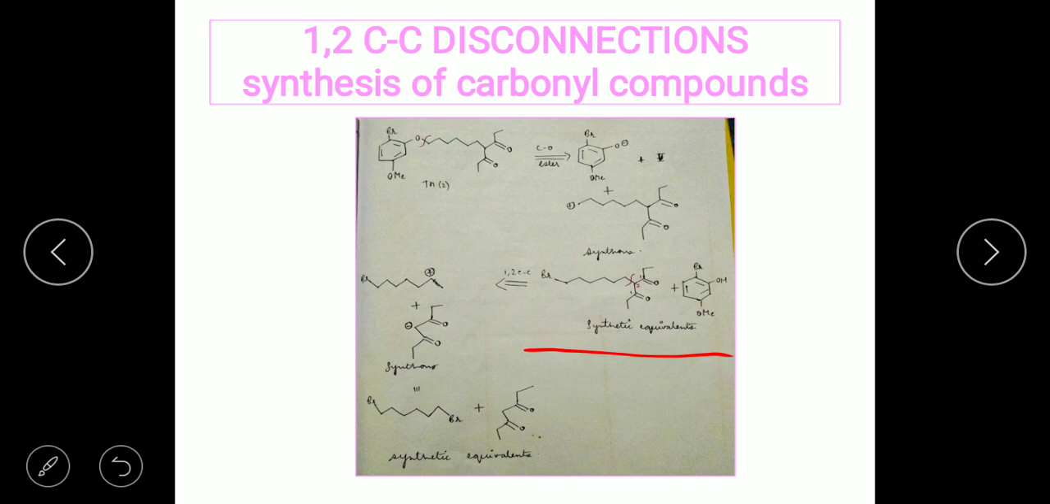So these two are going to be the synthetic equivalents. Now if you carefully look at this structure, you can start numbering, because since there's a carbon group, if you start numbering as 1, 2 on either side, you're going to get the 1,2 disconnection, and you're going to disconnect as I've shown here in the red arrow. That is the red disconnect mark. So once you disconnect, you're going to get the two synthons.